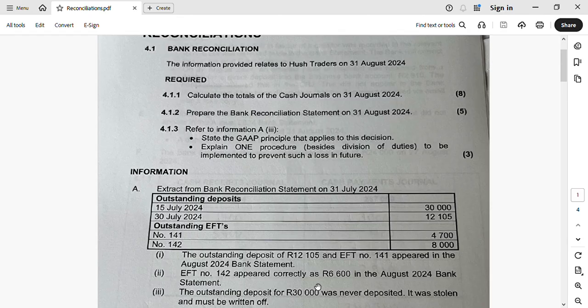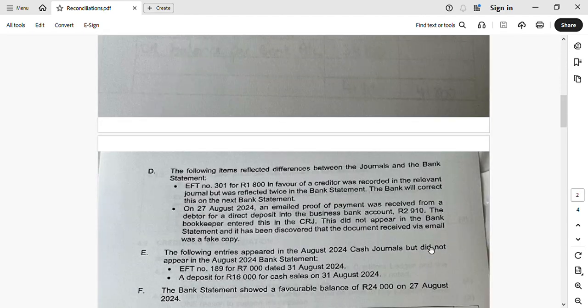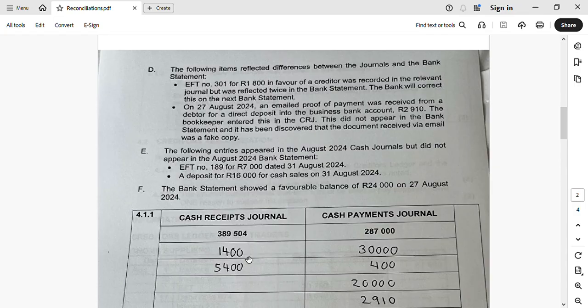Then the second thing here tells you that EFT number 142 appeared correctly as 6,600 in the bank statement. And if you have a look here, we recorded the EFT in our CPJ as 8,000. In other words, we recorded too much in our CPJ. So to fix that error, you're going to work out the difference of 1,400 and it will get recorded in your CRJ.